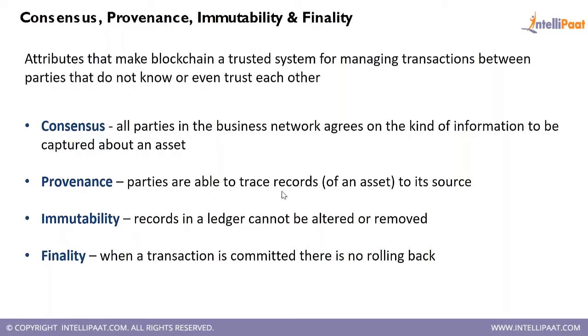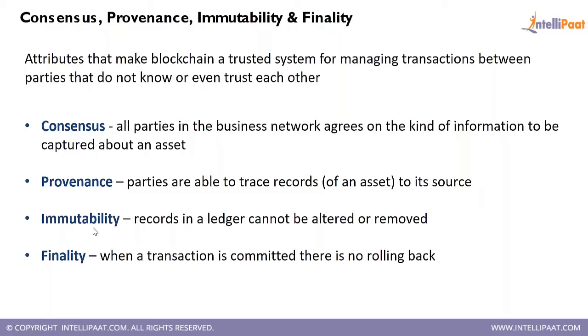Provenance: parties are able to trace records. As I said, auditability: you have an audit trail of all the transactions happening on a network, irrespective of the node. Let's say there are hundreds of participants on the network. You will have a common view of all the transactions at any node on the network, right from the source, to the root, where the transaction started.